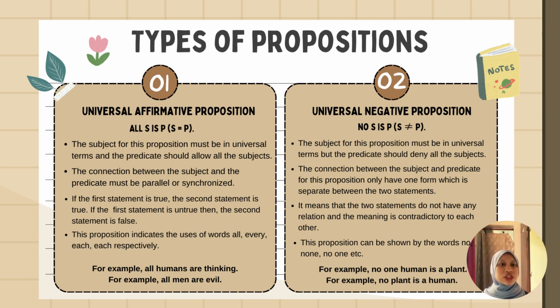The second type of proposition is the universal negative proposition. The formula is no S is P. The subject of this proposition must be in universal terms, but the predicate should deny all the subjects. And the connection between the subject and the predicate for this proposition only has one form, which is separate between the two statements. It means that the two statements do not have any relation or connection, and the meaning is contradictory to each other. For example, no human is a plant. As we know, human is not a plant. Human is human, plant is plant, animal is animal. And this proposition can be shown by the words no, none, no one, and so on.